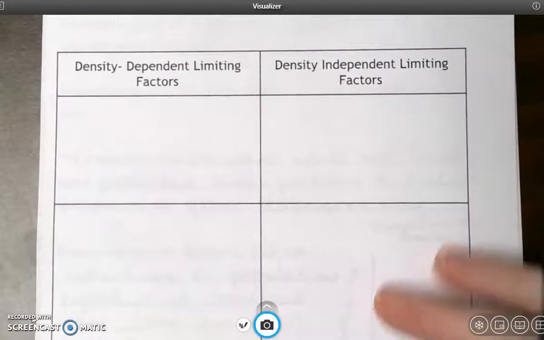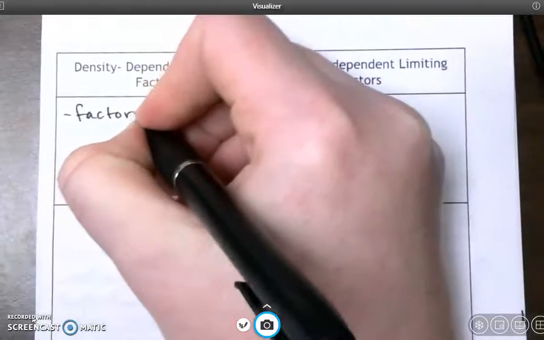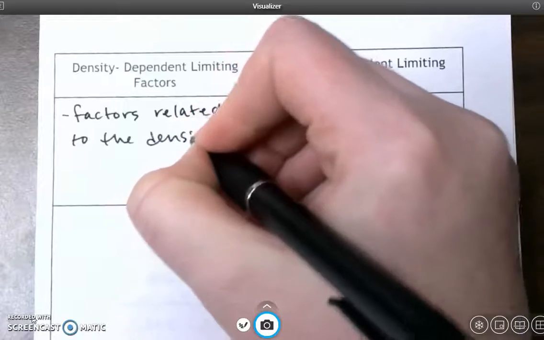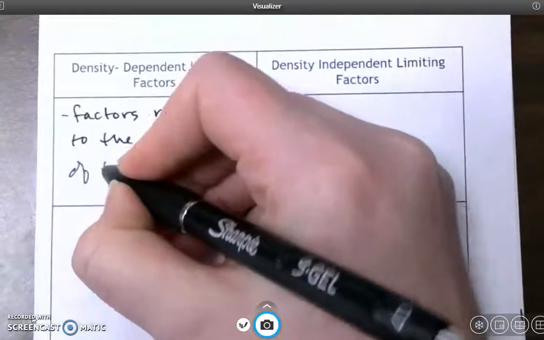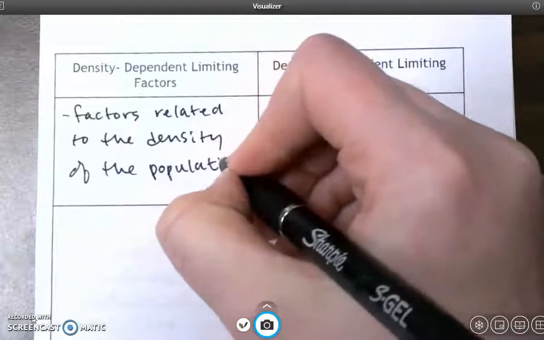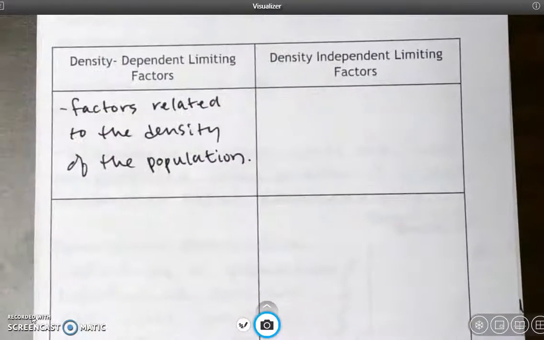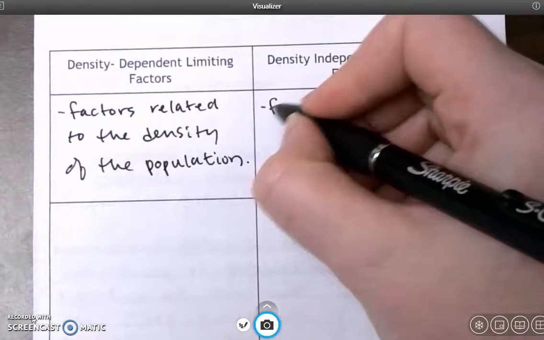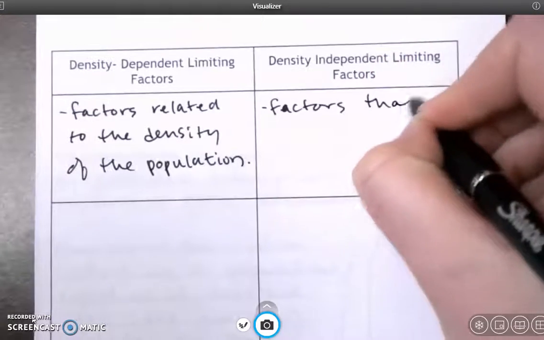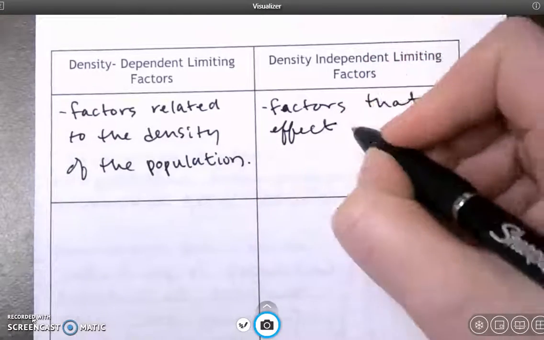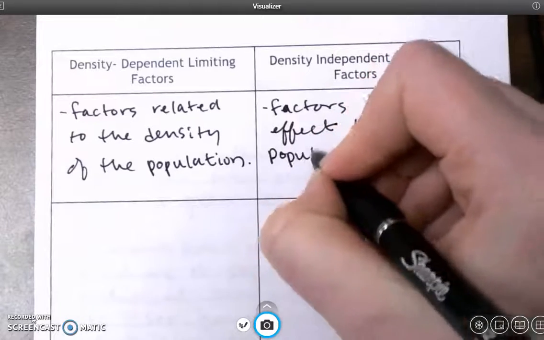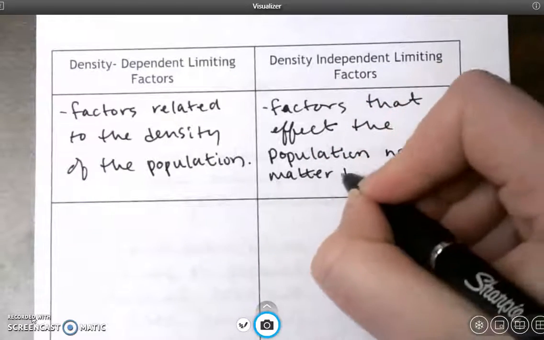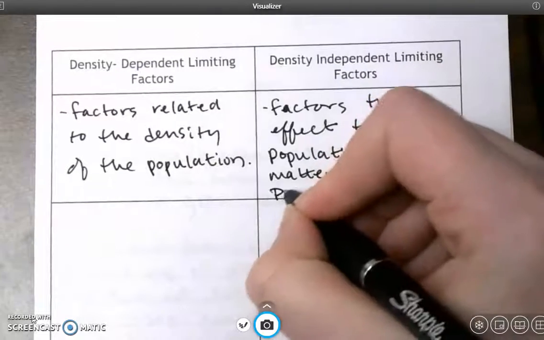Density-dependent limiting factors are factors related to the density of the population. Density-independent factors are the exact opposite. They are factors that affect the population no matter what the size is. No matter the size of the population.